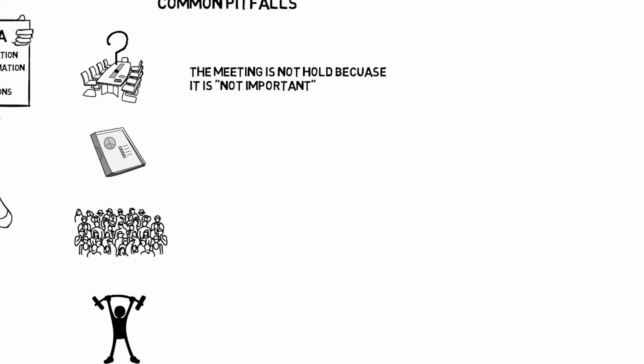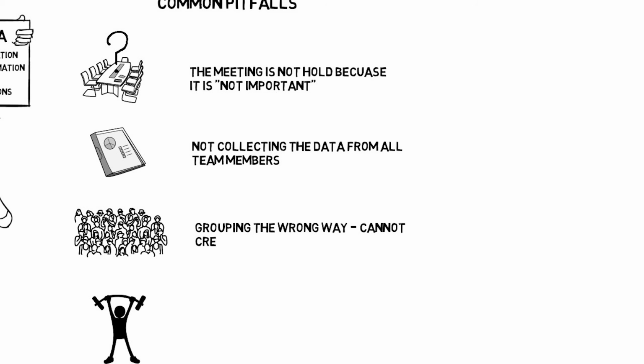But when we hold the meeting, there are some other common pitfalls. We are not collecting the data from all team members, maybe because they are not invited, or we are grouping in a wrong way where we group different issues that we cannot turn into one concrete action, or we are not making very good actions because the actions are too big and we cannot achieve them in one sprint, or maybe it's not possible to do some improvements in the team, but they have to be done at a program level.